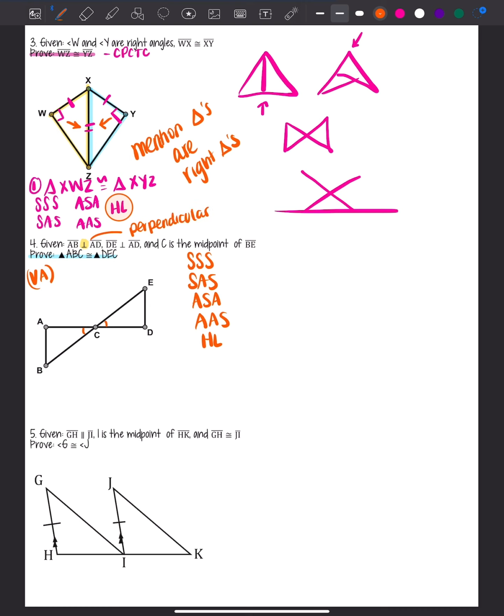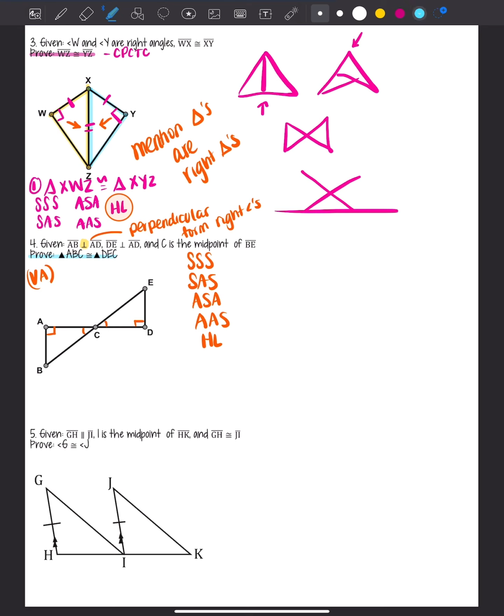And what I know about perpendicular lines is that they form right angles. So if I know that AB, and let me highlight that so you can see a visual, if I know that AB is perpendicular to AD, that's this segment right here, where those two segments meet, that's where the right angle is formed. So I'm going to draw a right angle here at A, and a right angle here at D. So I see that I have 2 right angles, and C is a midpoint of BE.